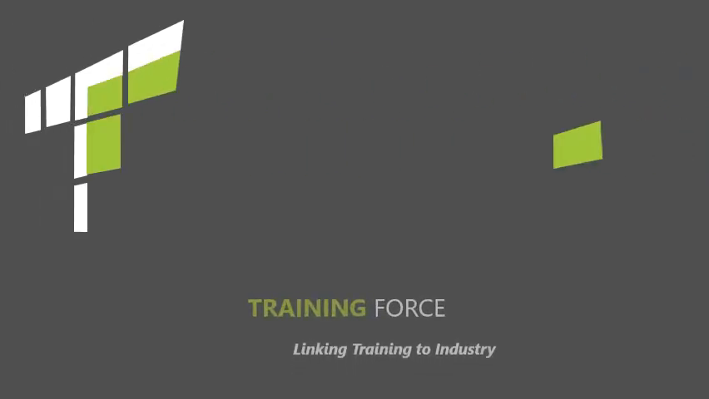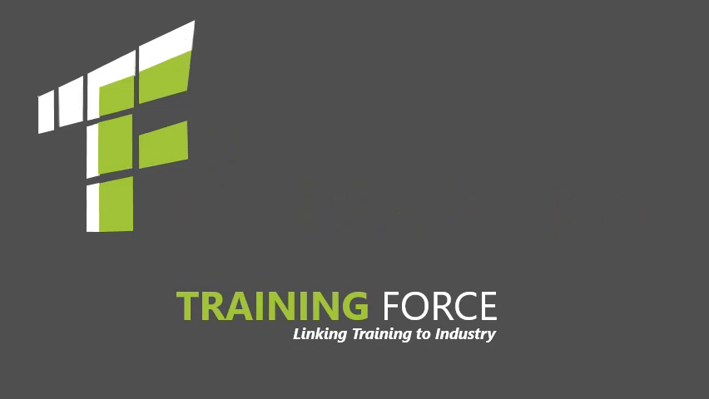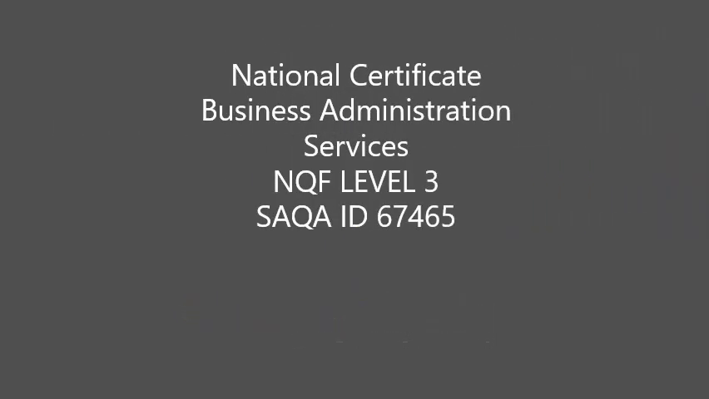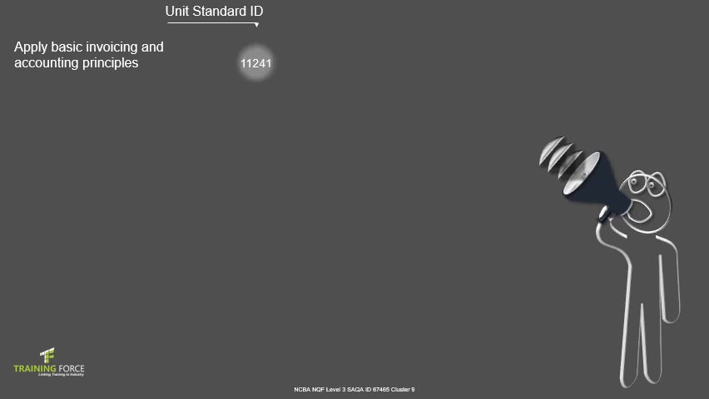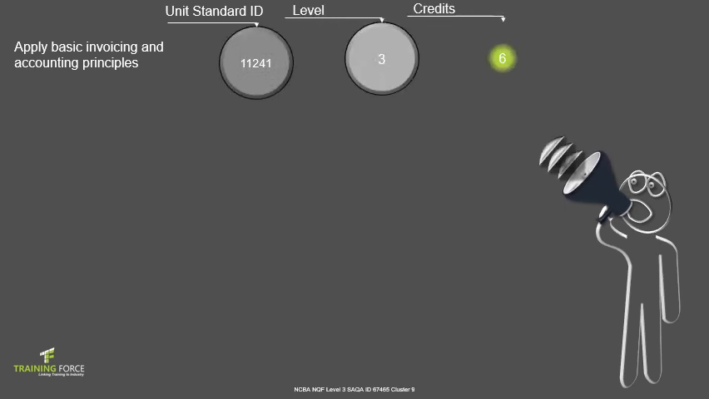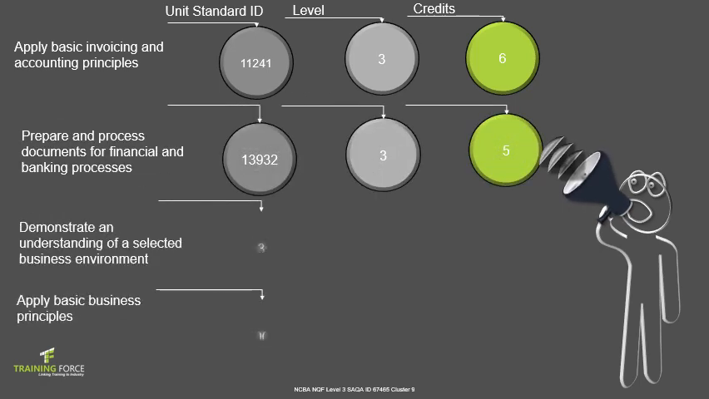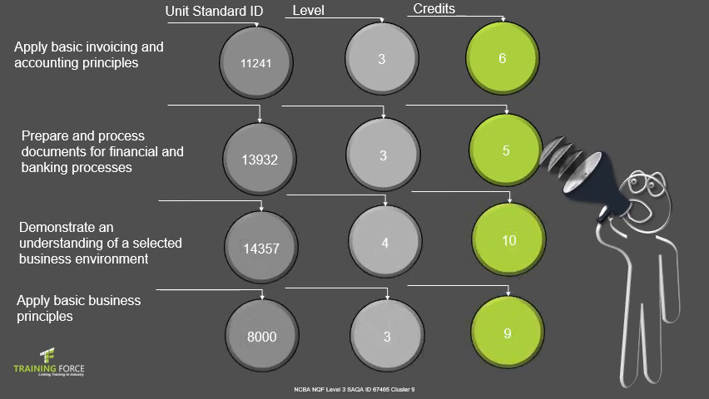You ready for your last cluster, Cluster 9 of your Qualification National Certificate in Business Administration Services? You're well on your way to becoming the best administrator that you can be. In this cluster, we deal with basic invoicing and accounting principles, prepare and process documents for financial and banking processes, demonstrate an understanding of selected business environments, and apply basic business principles.